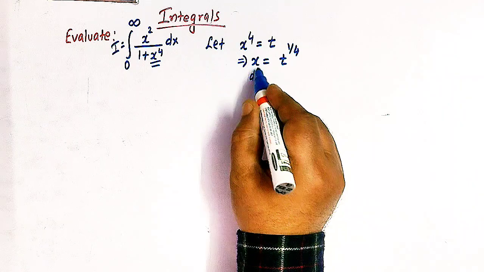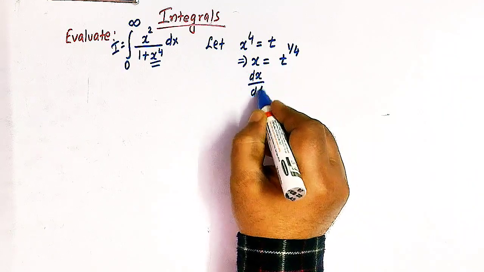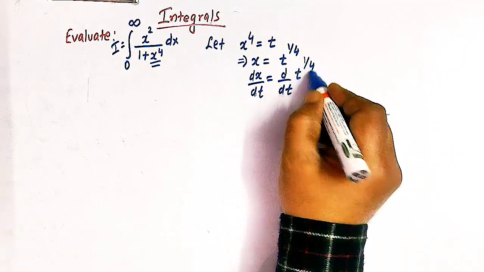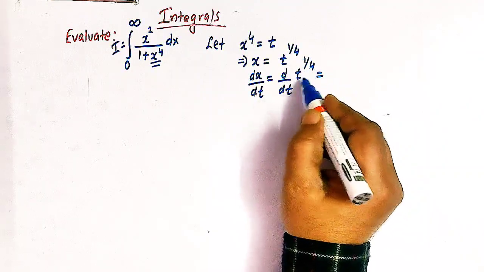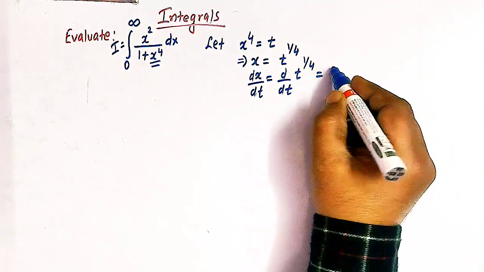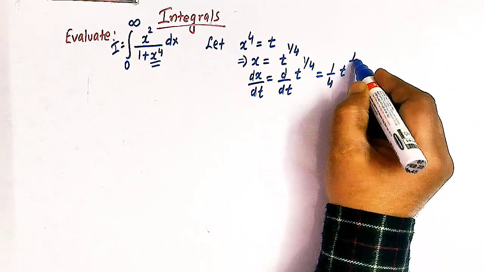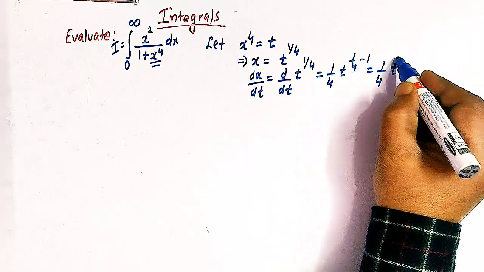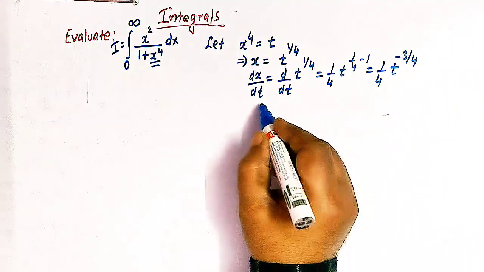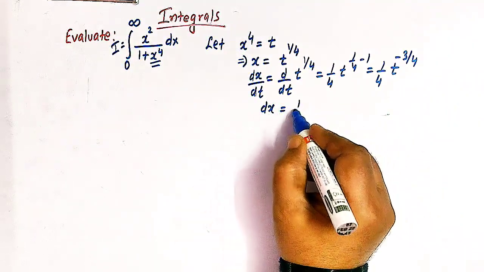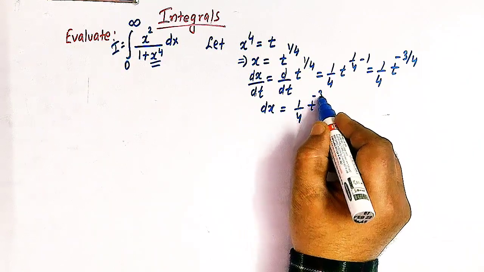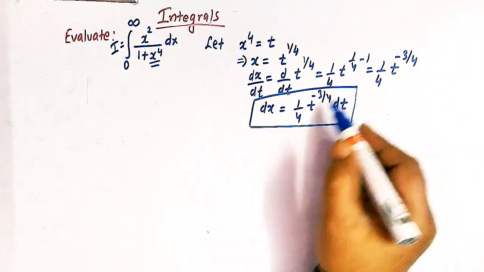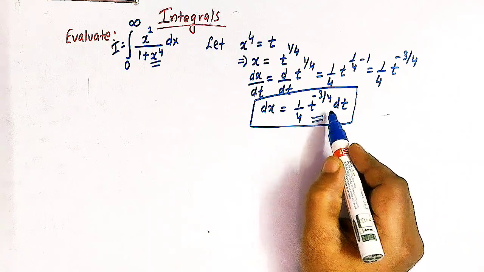Now let us differentiate x with respect to t. So we have dx over dt is equal to the derivative of t raised to 1 by 4, and here we'll make use of the power rule. So we have 1 over 4 t raised to 1 over 4 minus 1. So this is 1 over 4 t raised to minus 3 over 4. So now dx can be written as 1 over 4 t raised to minus 3 by 4 dt. So the value of dx is given by this expression.